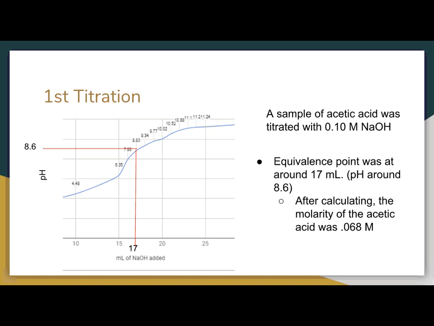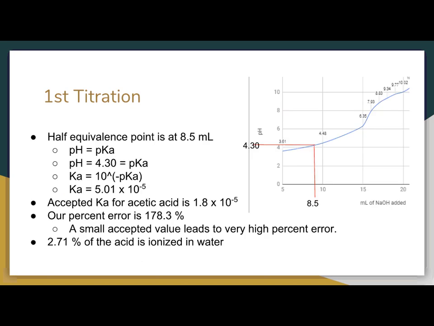And our equivalence point was around 17 milliliters, the pH around 8.6, which is what we've shown with the line. After calculating, the molarity was 0.068. For our first titration, the half equivalence point is at 8.5 milliliters, and the pH at that point is 4.3, which means half equivalence point pH equals pKa. From here we found the Ka value using our pKa.